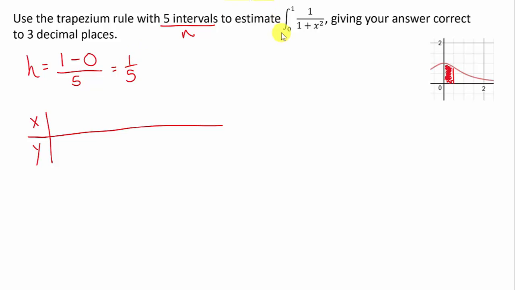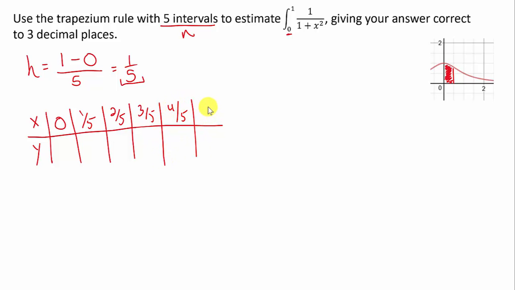And what I want to do is start at my lower bound, because that's the area that we want to find. And then I basically want to use this as my width to find all of my other x values that I'm going to be using. So 0 to 1/5, that's one interval, plus another 1/5 is 2/5, plus another 1/5 is 3/5, and then 4/5, and then I get to 5/5, which is 1. So that's where I wanted to stop.